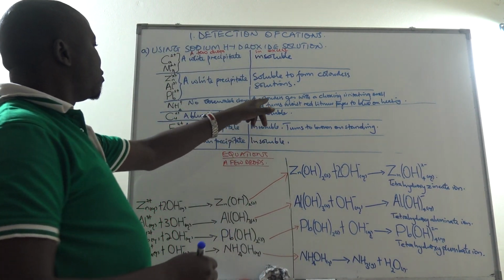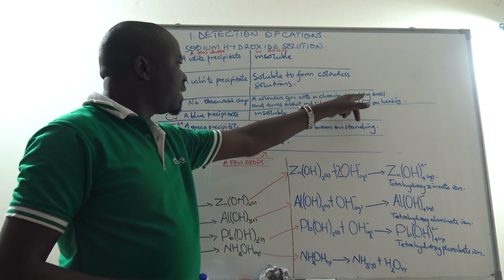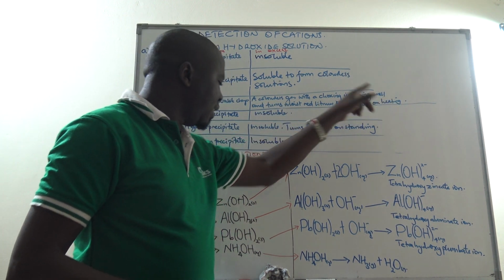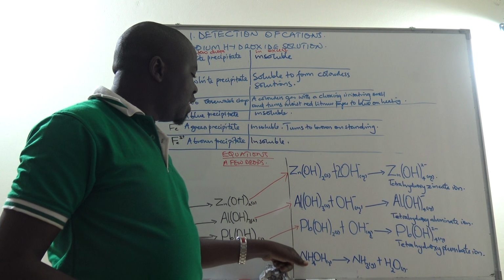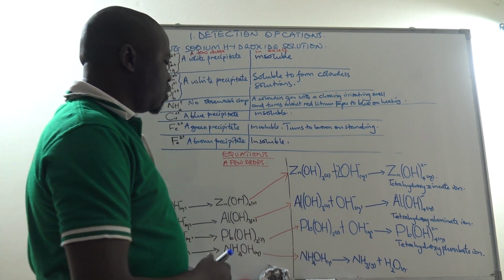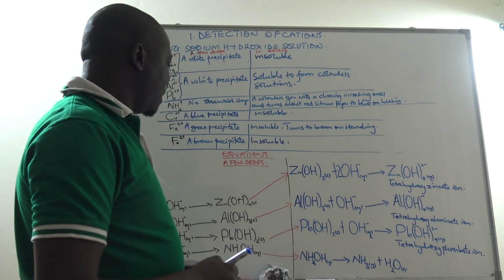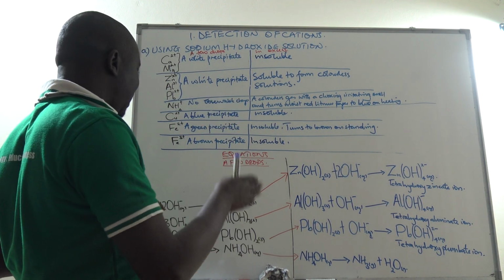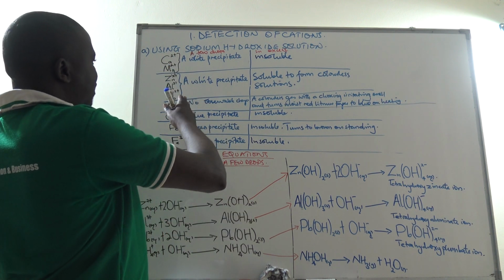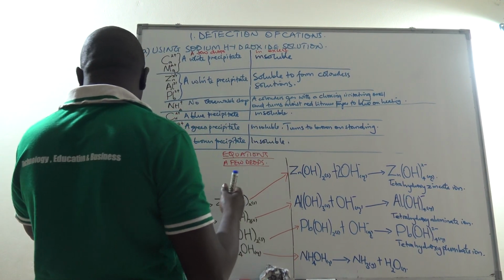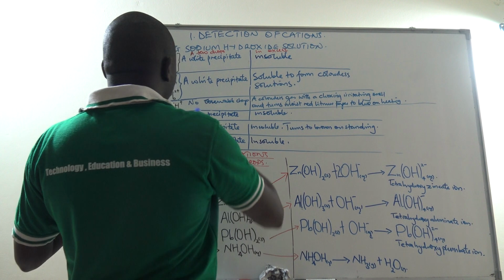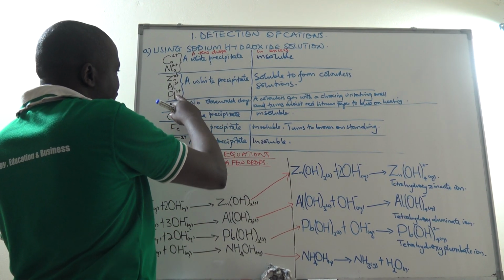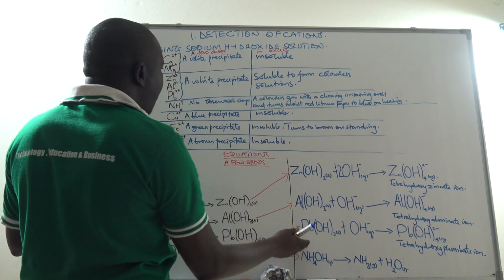So that's why we are able to get a colorless gas with a choking, irritating smell and turns moist red litmus paper to blue on heating. The heating does the decomposition of the ammonium hydroxide into ammonia and water. So these are the reactions which are involved in this case when we add excess sodium hydroxide solution to solutions of zinc ion, aluminum ion and lead 2 ion, and then also we have included ammonium ion.